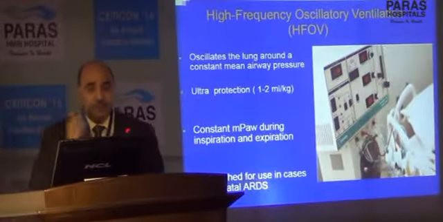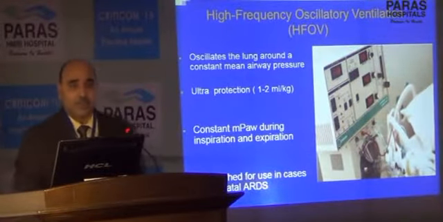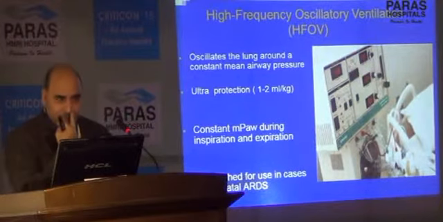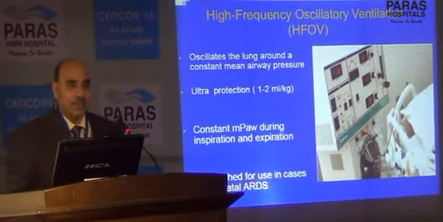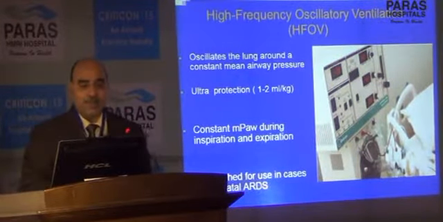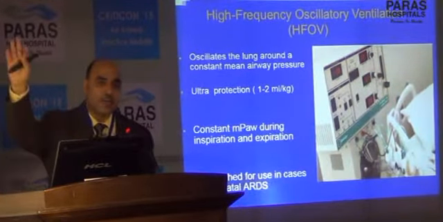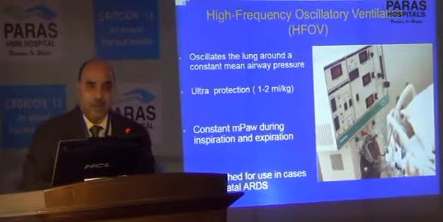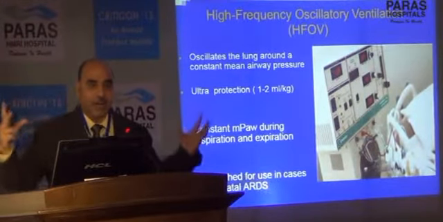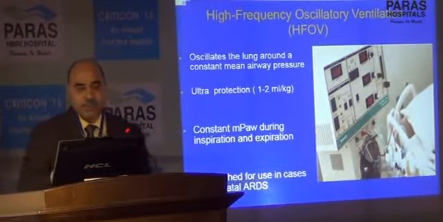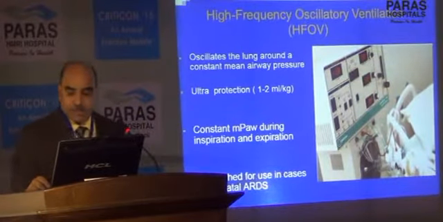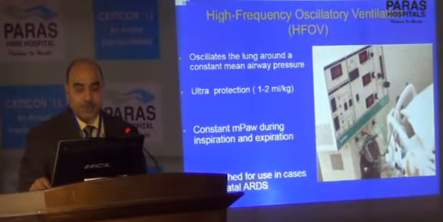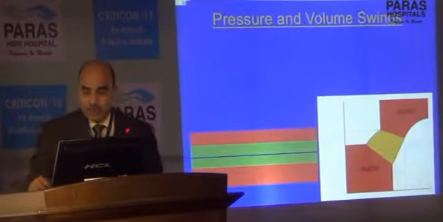The second is high frequency oscillatory ventilation. What is high frequency oscillatory ventilation? It is ultra protective ventilation. It gives a tidal volume of 1 to 2 ml per kg body weight, but has a respiratory rate of around 300 per minute. So that keeps the alveoli open, and this tidal volume is responsible for ventilation and gas exchange in such type of patients. See how it works.